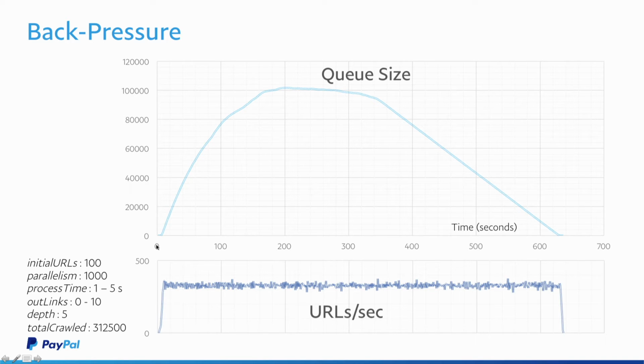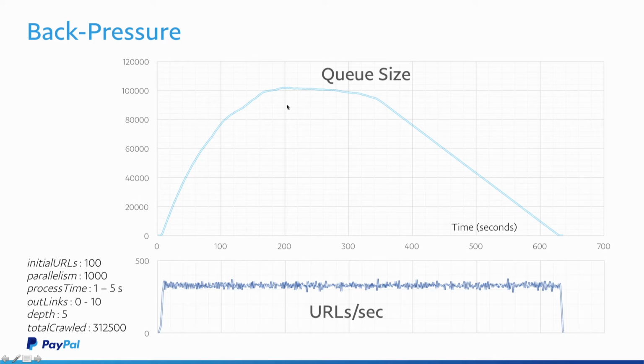However, it's not all at once. It's not piling up at once. You can see in the graph that as we go, we increase slower and slower until it comes to a plateau. So for these 100 seed URLs, we have a queue size, or basically a backlog, of a little bit over 100,000 at about 200 seconds into the crawl.